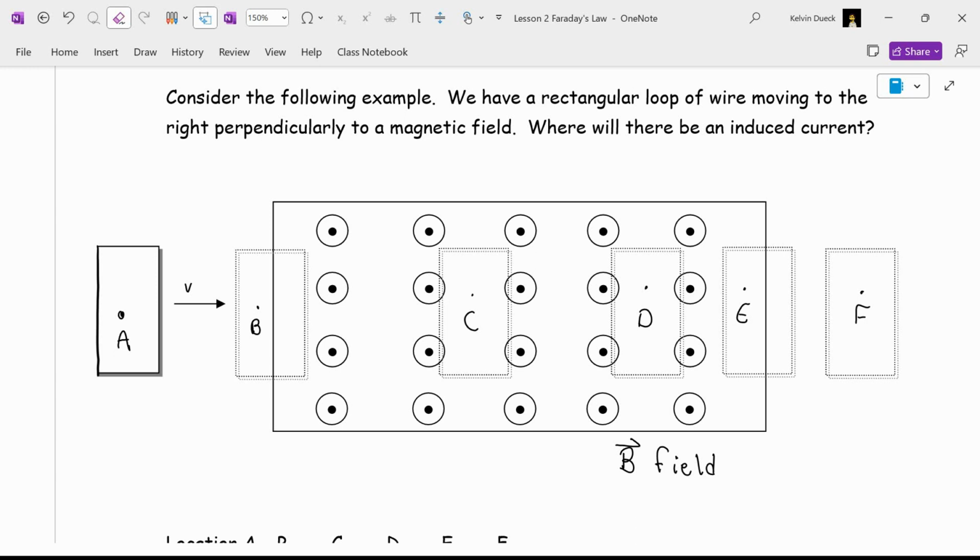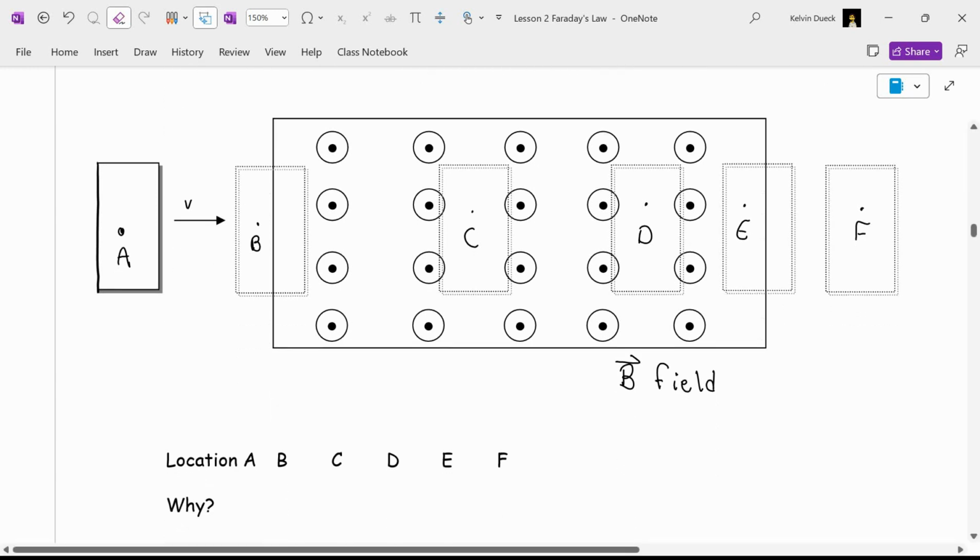Where will there be an induced current? Well, where will there be an induced voltage? Well, Presley, where will charges feel a force? First of all, in situation A, is there any external magnetic field at all? Be stupid obvious here. So will situation A feel anything at all, Jacob? No. Cross out A, and for that matter, cross out F.